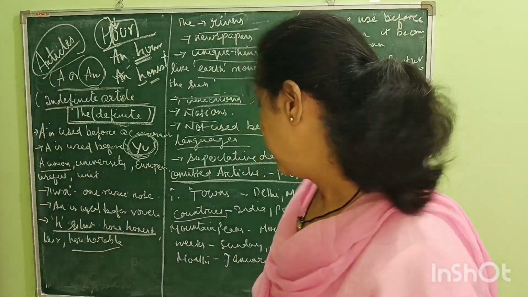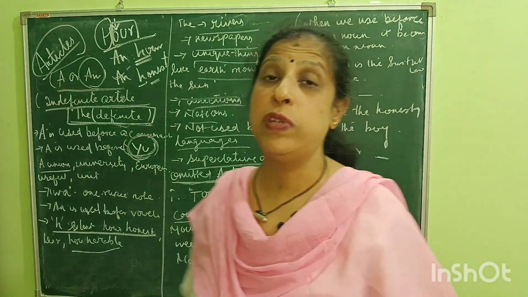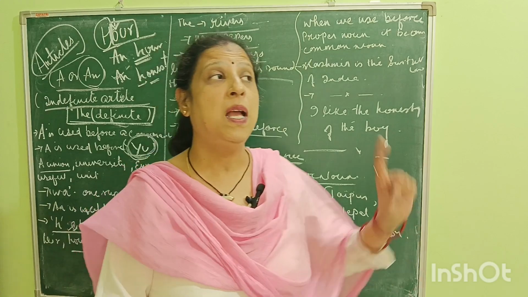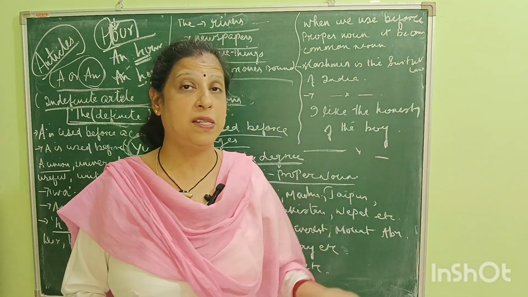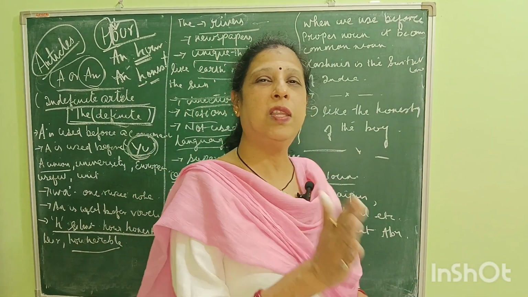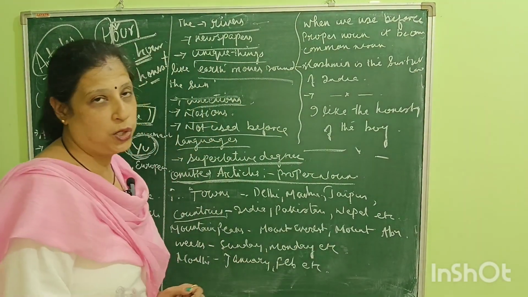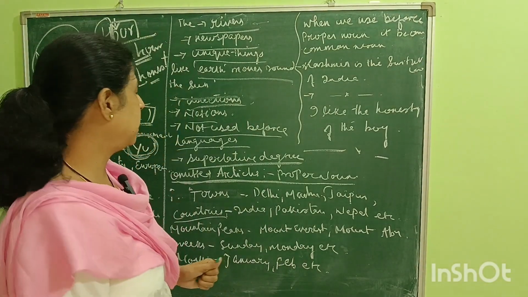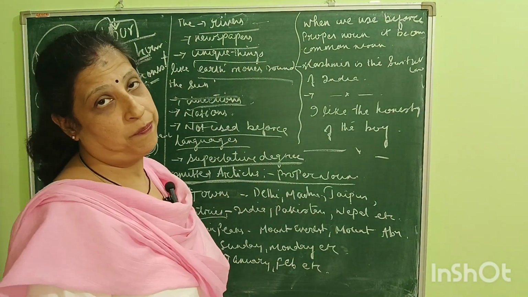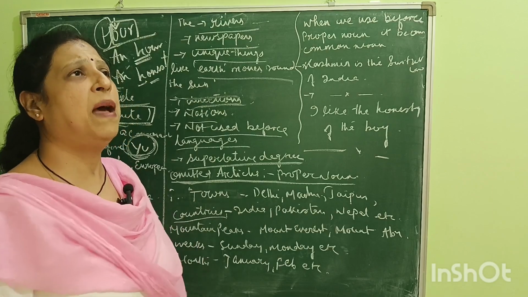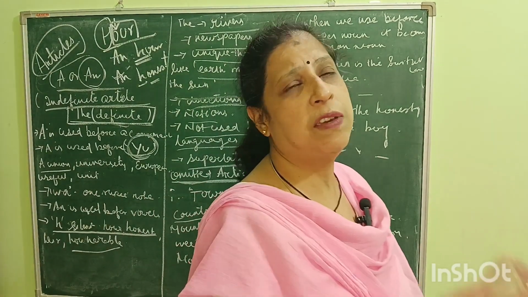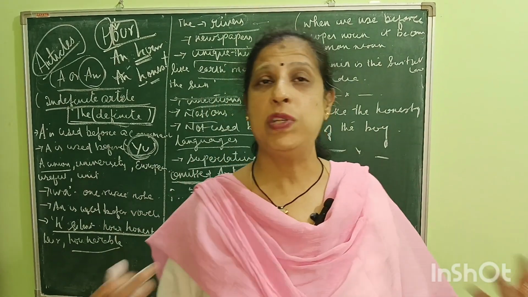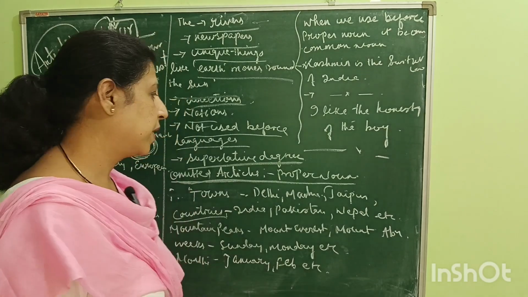Then, before the names of mountain peaks, the article is also omitted. For example, Mount Abu, Mount Everest. So in this case, the is not used. The Mount Everest, the Mount Abu, we do not say. Here articles are removed. We can say the man climbed Mount Everest, or we can say Mount Everest is the highest mountain peak in the world.